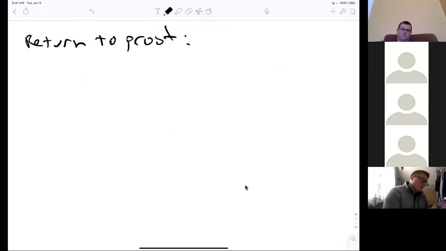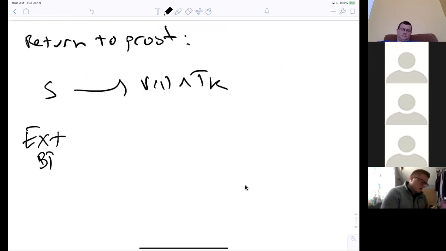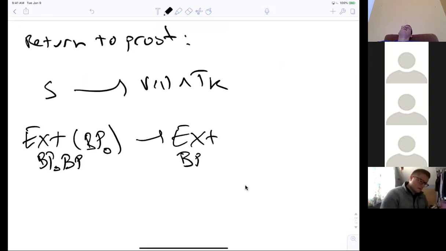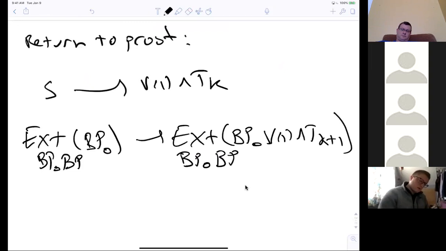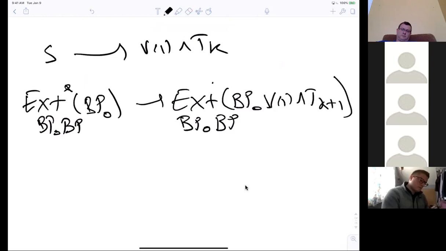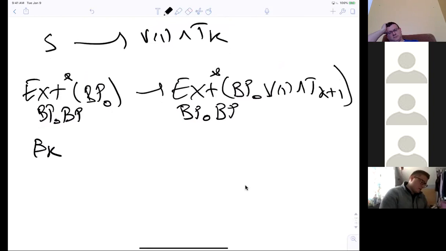All right, so we were looking at this unit map from S into V of 1 smash TK. And now we have, applying BP star, the induced map of Adams-Novikov spectral sequences. Okay, and now we need to have a specific representative for beta K in here. So this is in the green book.